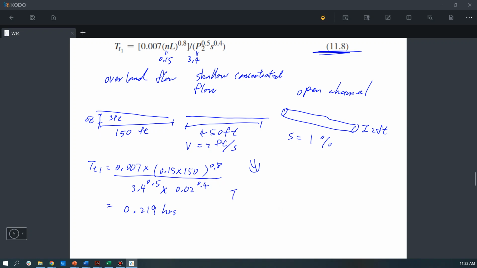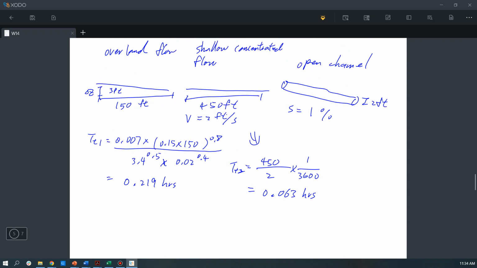That the t for this segment 2 is the length 450 divided by the velocity, and we can get the time, right? And we want to convert this to hours, so we times 1 over 3,600. Then we can get this would be 0.0363 hours.